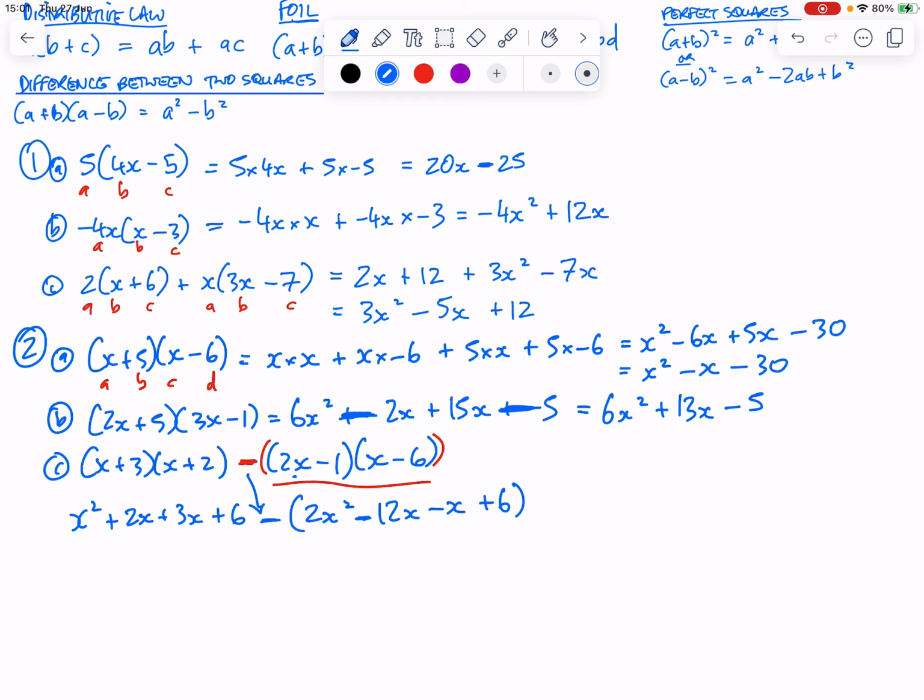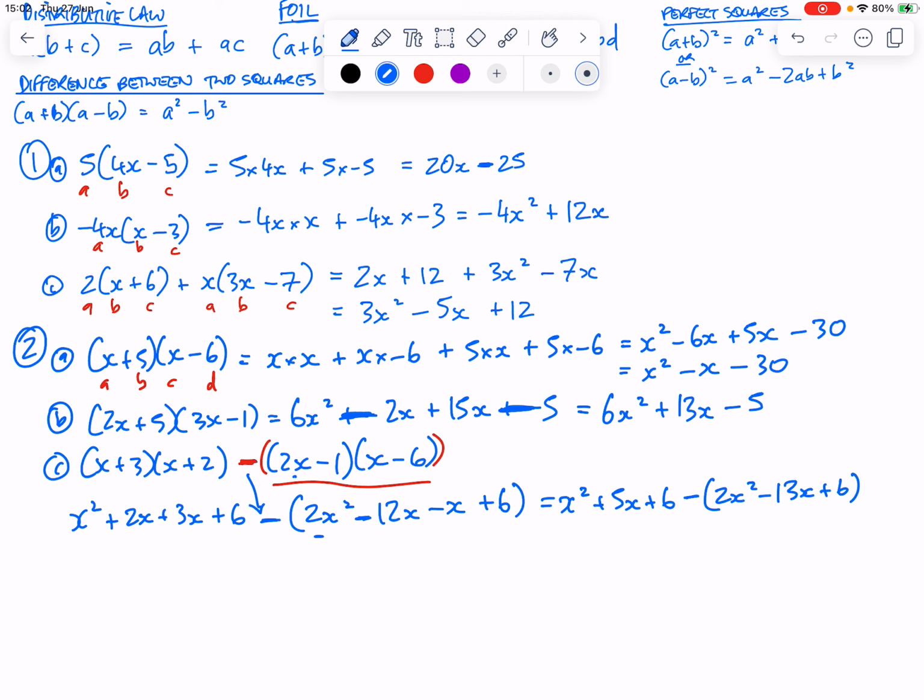So that is equal to, I didn't do anything with the left one, but I can combine the terms. I've got x squared plus 2x plus 3x is going to be 5x plus 6. Now we'll deal with the thing in brackets, leave the negative there. 2x squared, I haven't changed at all. -12x take x is going to be -13x plus 6.